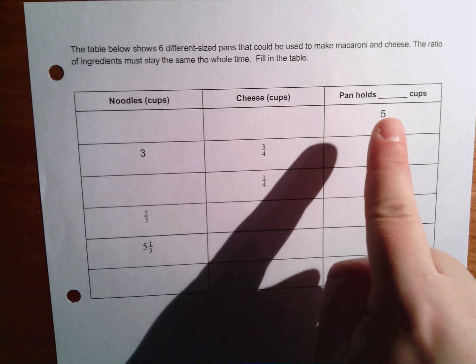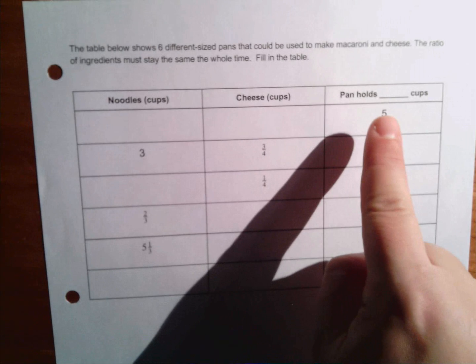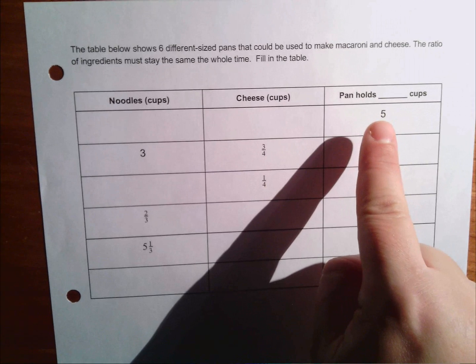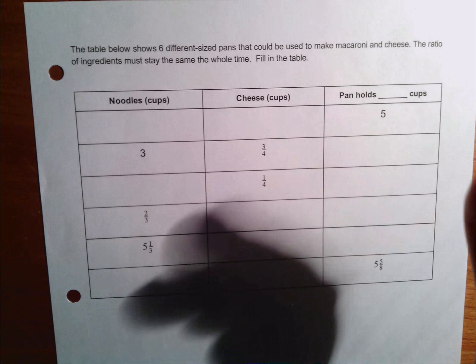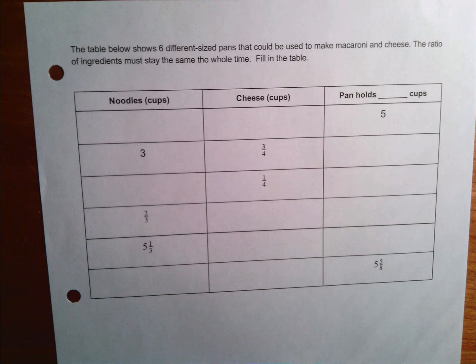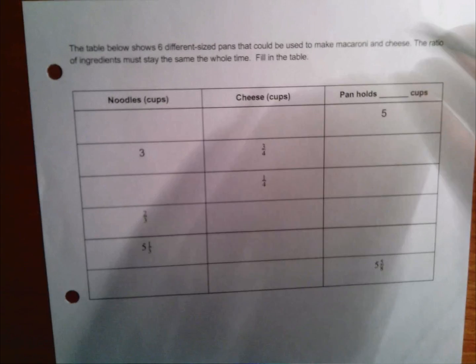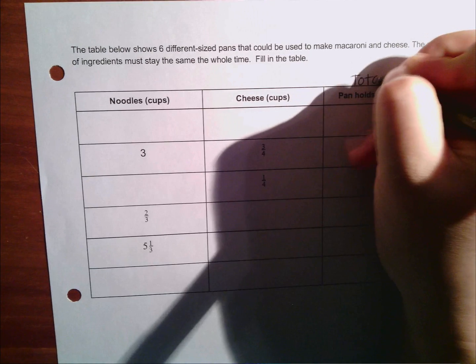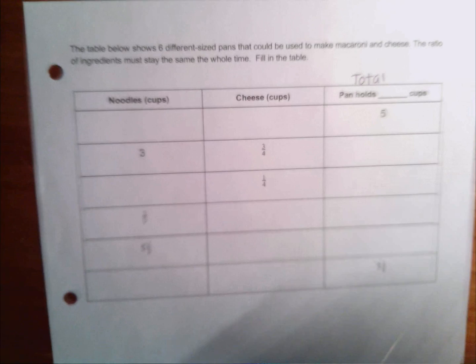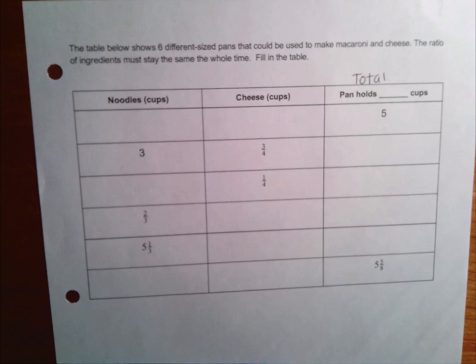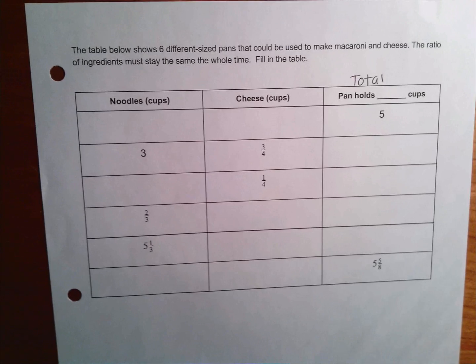And this column represents our total amount of cups that we're going to have in the mass of our mac and cheese. So I'm going to go ahead and write total so I don't forget what that represents. When I typed it, I phrased it as pan holds blank cups. So let's assume that we're using different size pans, and every time we use a pan, we put the maximum amount of food into the pan that we can.